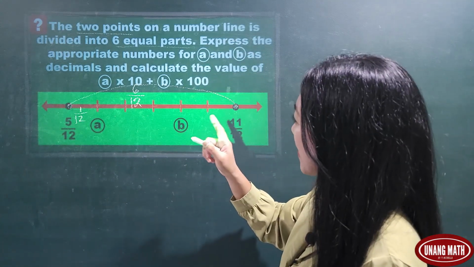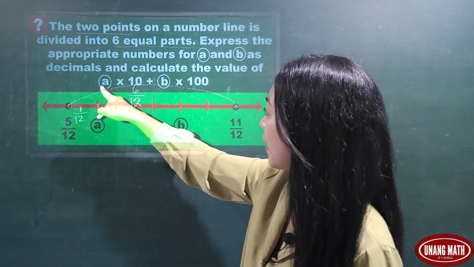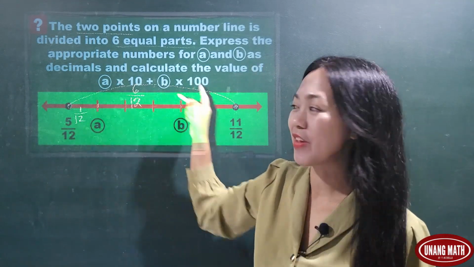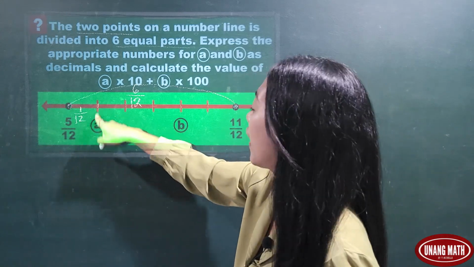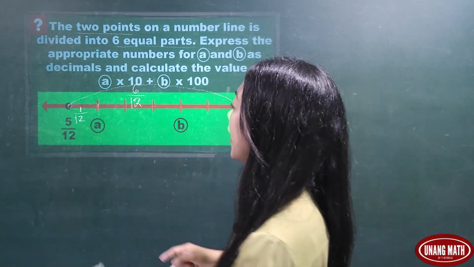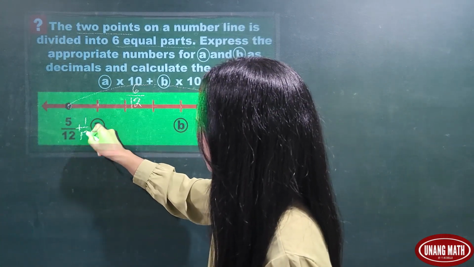Okay, kailangan nating malaman ang value ng A at B or ang point na ito at ang point na ito para ma-solve natin ang equation na ito. Okay, so para malaman kung ano ang value ng point na ito or point A, okay, 5 over 12 plus 1 over 12.